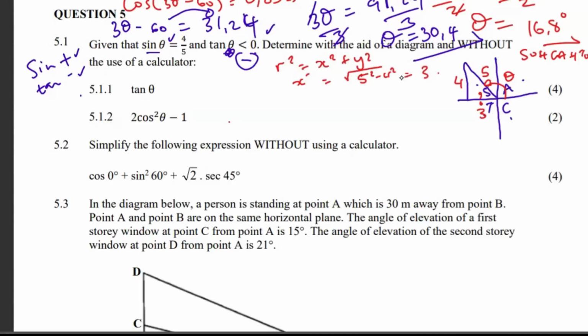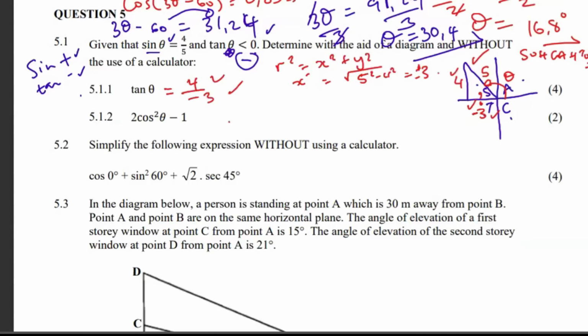Remember this 3 can be positive or negative, since the square root of any number can be positive or negative. But since the 3 is on the left-hand side, I'll make it negative. So you're going to get marks for, one, identifying the correct quadrant, and for calculating the correct value of this negative 3. Then we can answer the question. Tan is opposite over adjacent, so it's 4 over negative 3. You get the last 2 marks for getting that ratio correct.